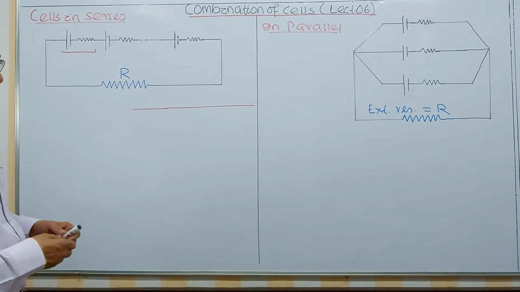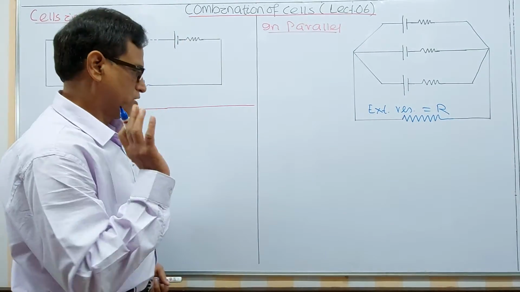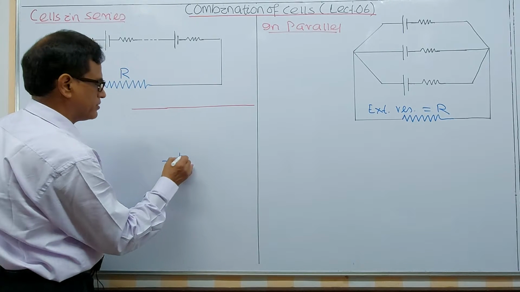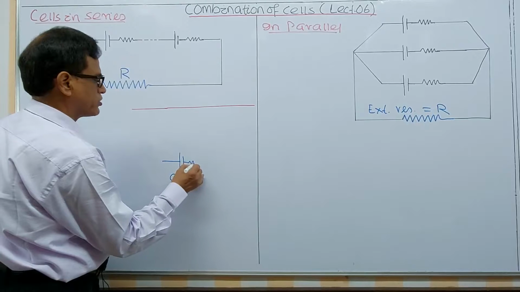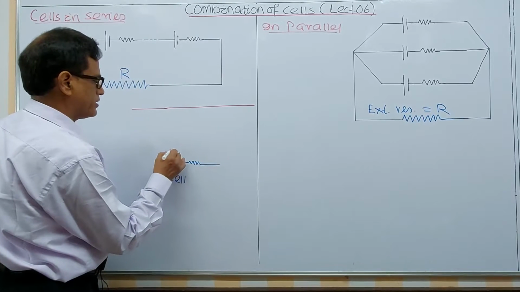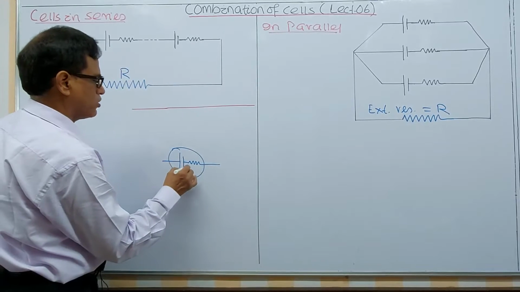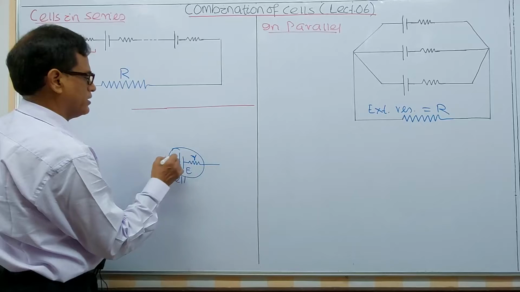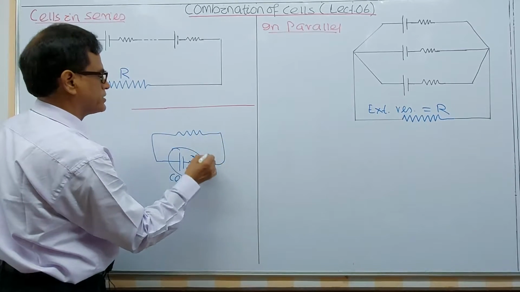Now as a recap of what we have discussed previously, let me recap slightly. We have taken a cell. This is a cell or battery which has a certain internal resistance, and these two constitute the cell whose EMF is E and internal resistance is r, and this is connected to an external resistance.